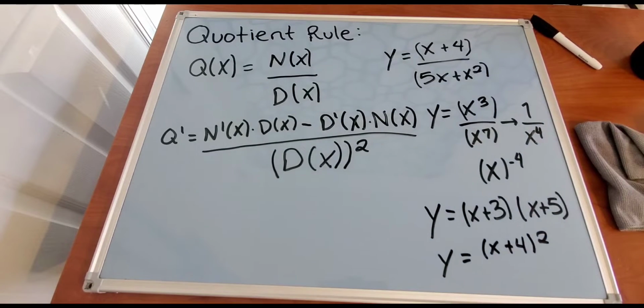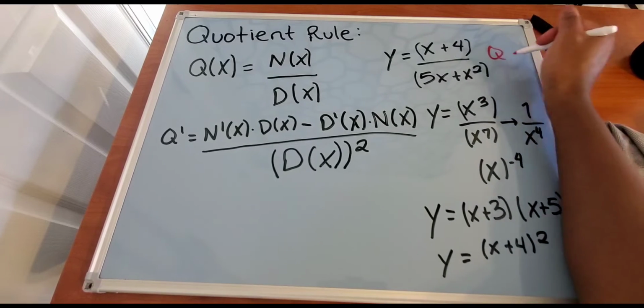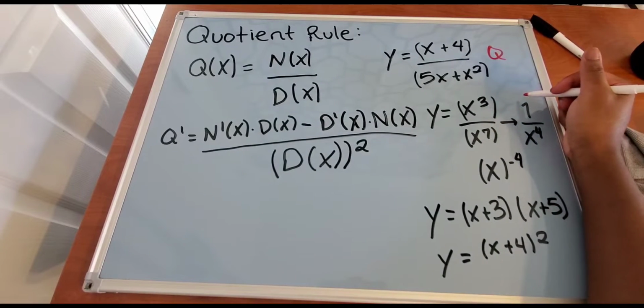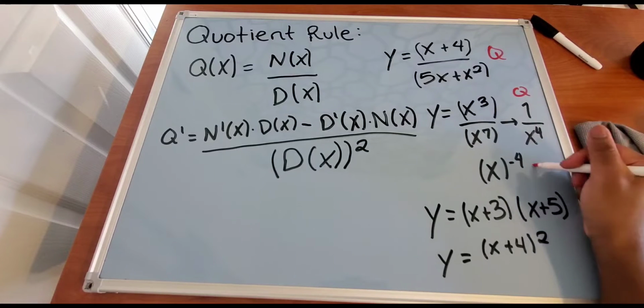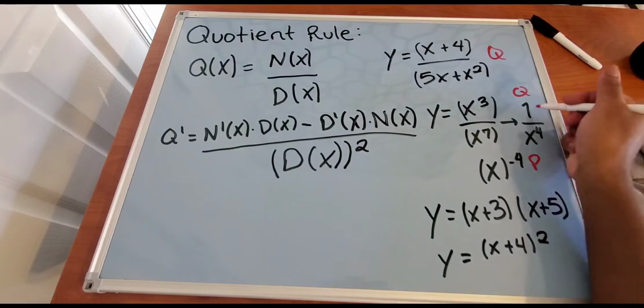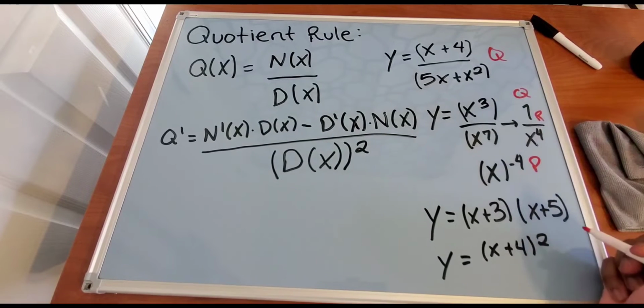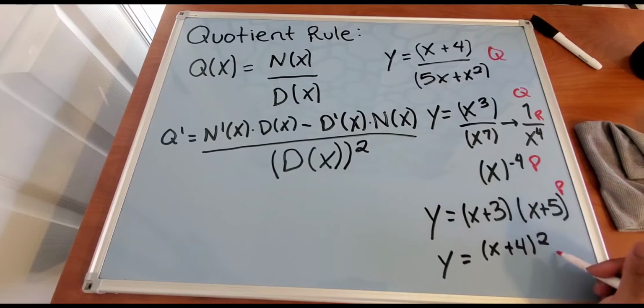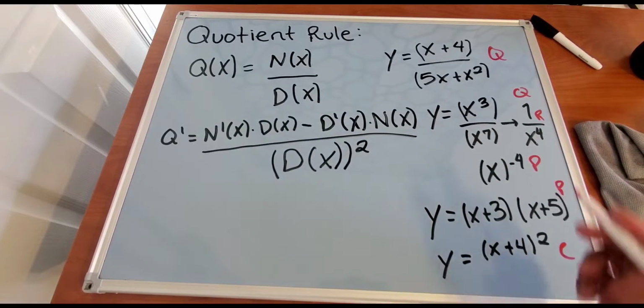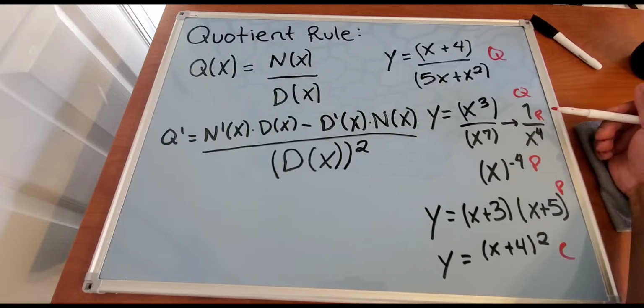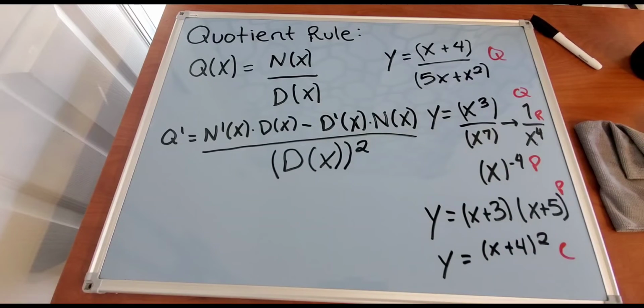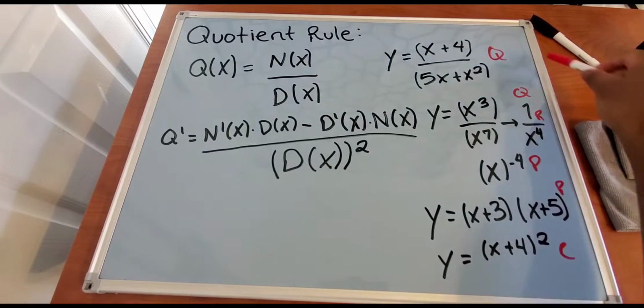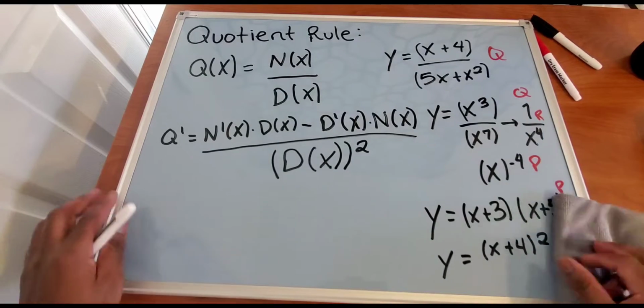So if we're going to go through and identify these, this one is a quotient rule. This one, you can use quotient rule on it, or you can write it this way and use the power rule, or you can write it this way and use reciprocal rule. And then this one is product rule, and then this one is chain rule. So Q is for quotient, R is for reciprocal rule, P is for power rule, and C is for chain rule. So with that, we're going to go into some examples now.